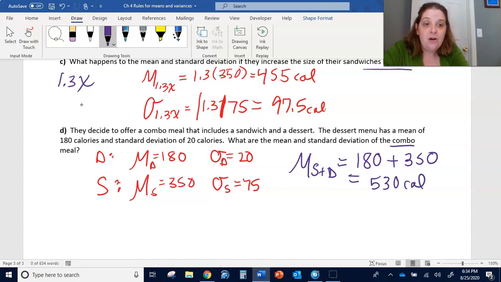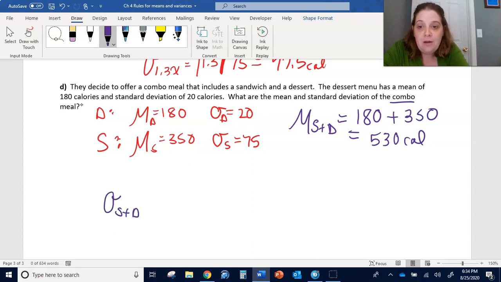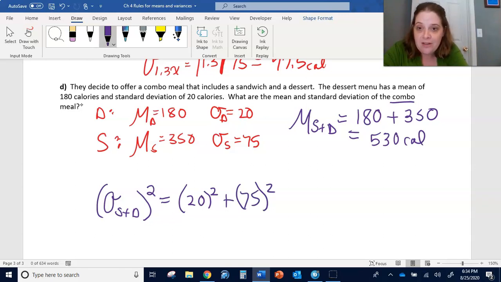Now, as far as the standard deviation, remember the standard deviations do not behave. They're a distance, so they're going to behave like the Pythagorean theorem. If I want to find the standard deviation of the sandwich plus dessert combo meal, instead I'm going to start with variance. It's like a squared plus b squared equals c squared. So I'm going to take 20 squared and 75 squared. This thing over here is equal to 6,025.